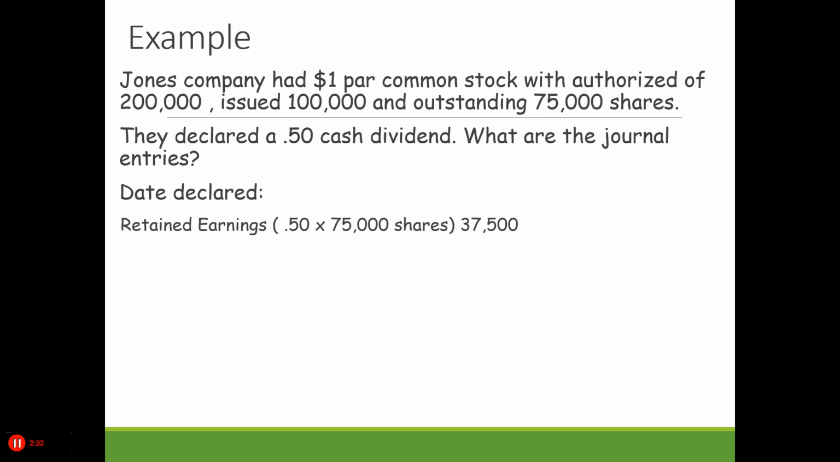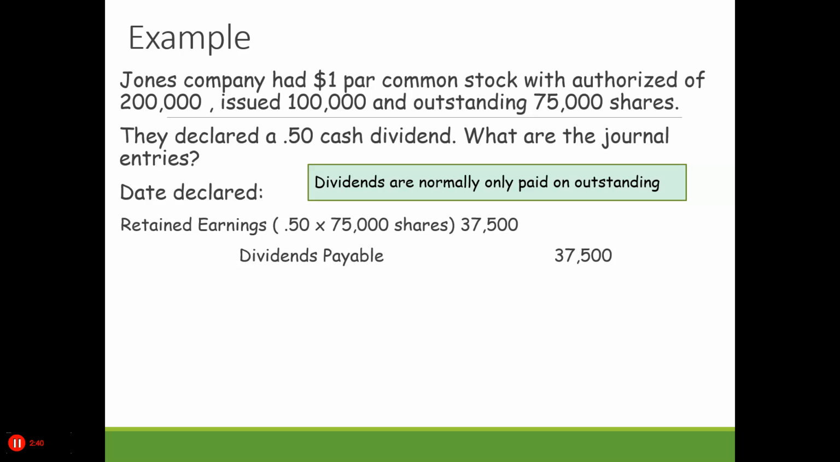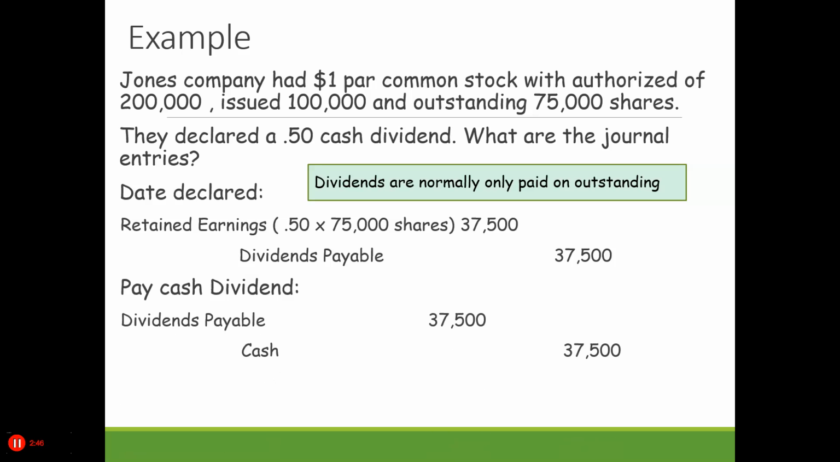On the date of declaration, we're going to take 50 cents times the outstanding shares, and the balance is going to go to dividends payable. And remember, we only normally pay on outstanding. Then we pay the cash dividend when it actually goes out. So those are the journals.